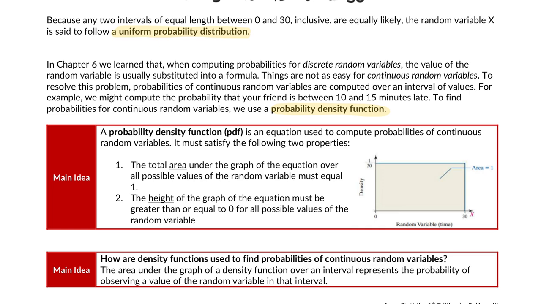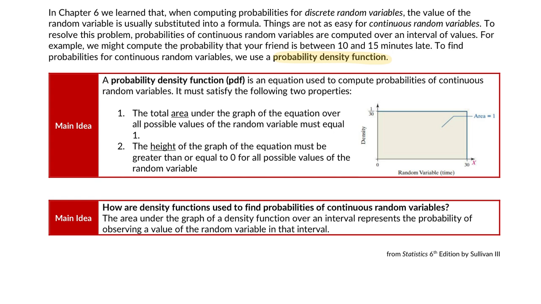But why are we doing this and why do density functions help us? Great question. How are density functions used to find probabilities of continuous random variables? We're highlighting this whole sentence. The area under the graph of a density function over an interval represents the probability of observing a value of the random variable in that interval. We're going to put extra emphasis on area right here.